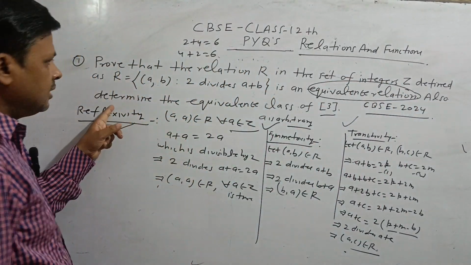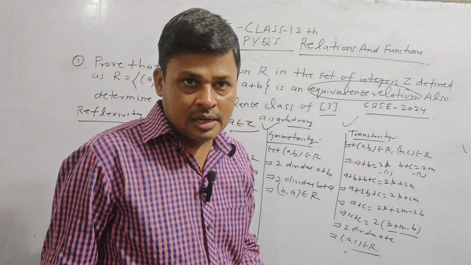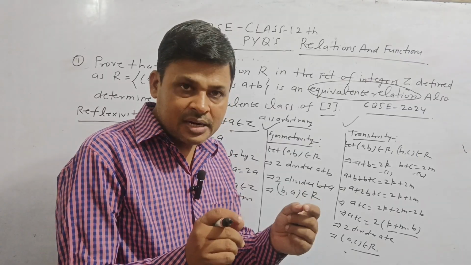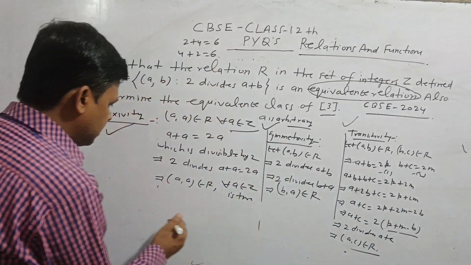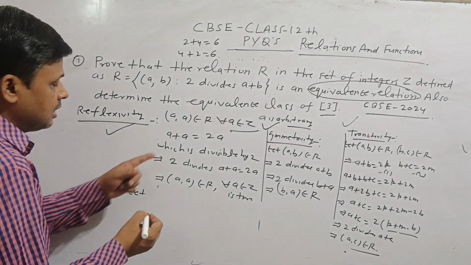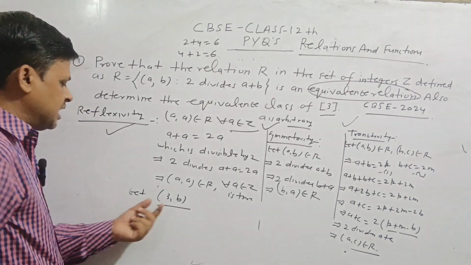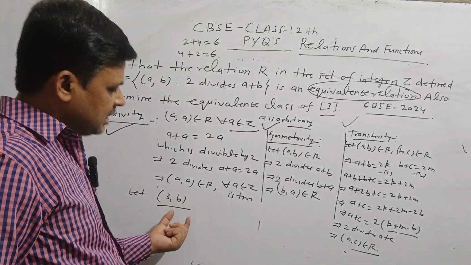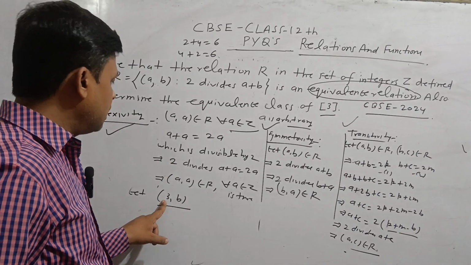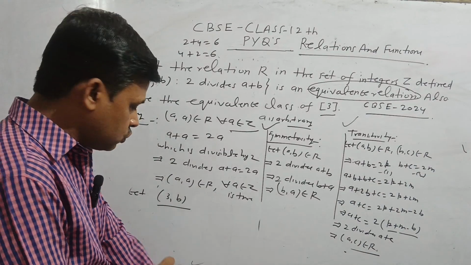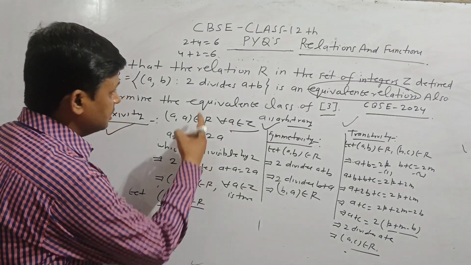Now, the other thing is to determine the equivalence class of 3. That means which of the elements relate to 3. Let us consider that 3 relates to b. So what is the equivalence class of 3? We will check for 3 comma b, which integers b relate to 3. If it belongs to R, then what is the way?